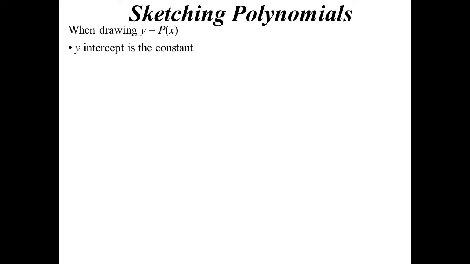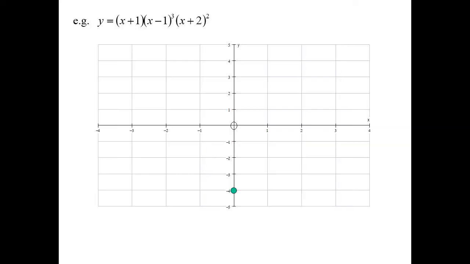Sketching polynomials, let's recap how we do that. So we know that the y-intercept is always the constant, because obviously when you sub in x equals 0, everything else disappears. So we use this as an example. Of course, we don't have to expand the whole thing out. We can just look at the constants. So 1 times minus 1 cubed times 2 squared is negative 4. Let's plot that.